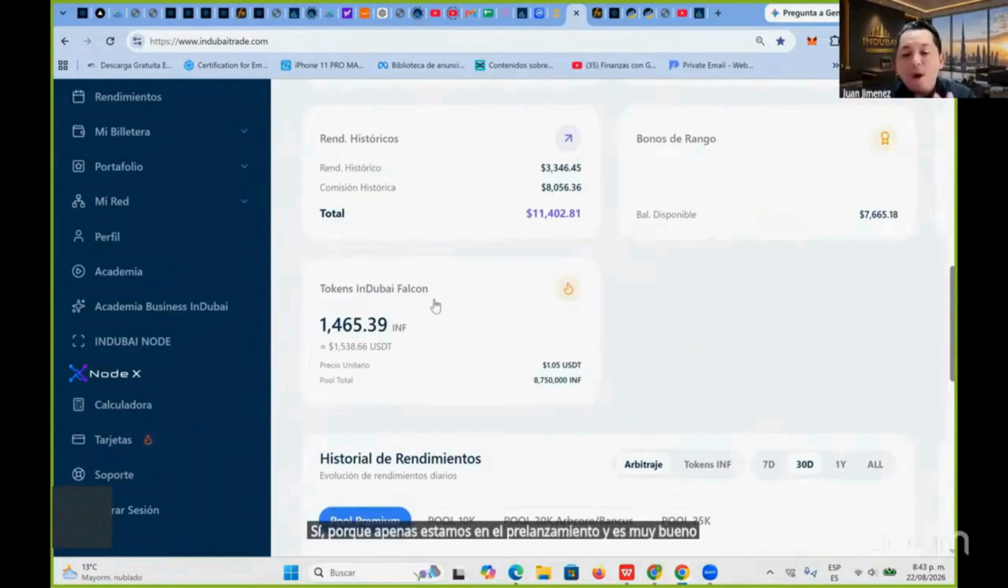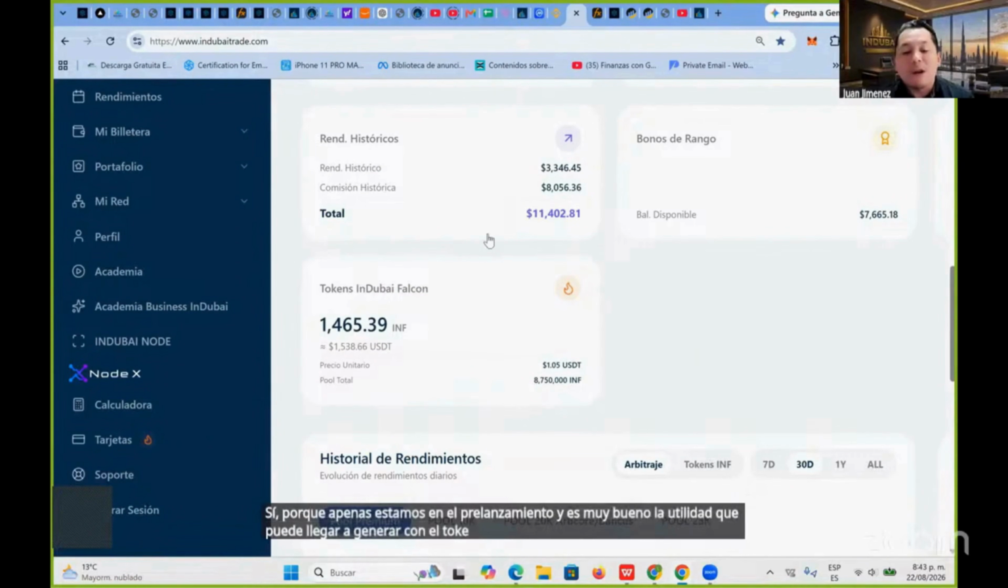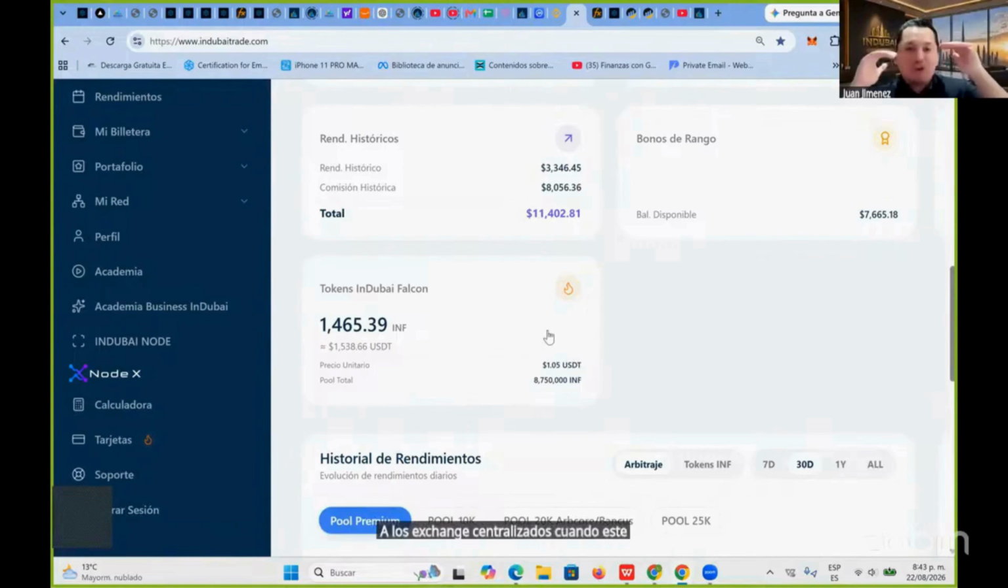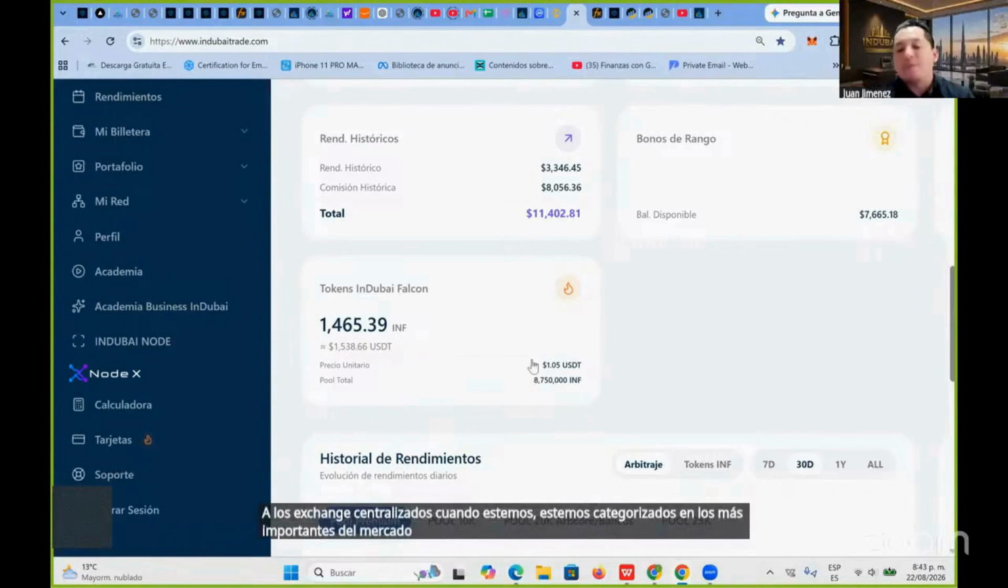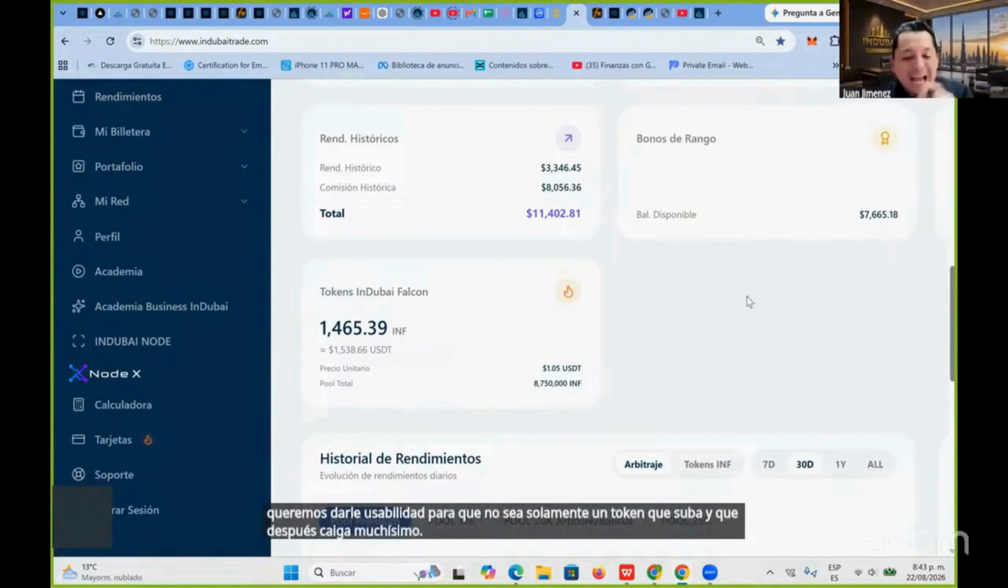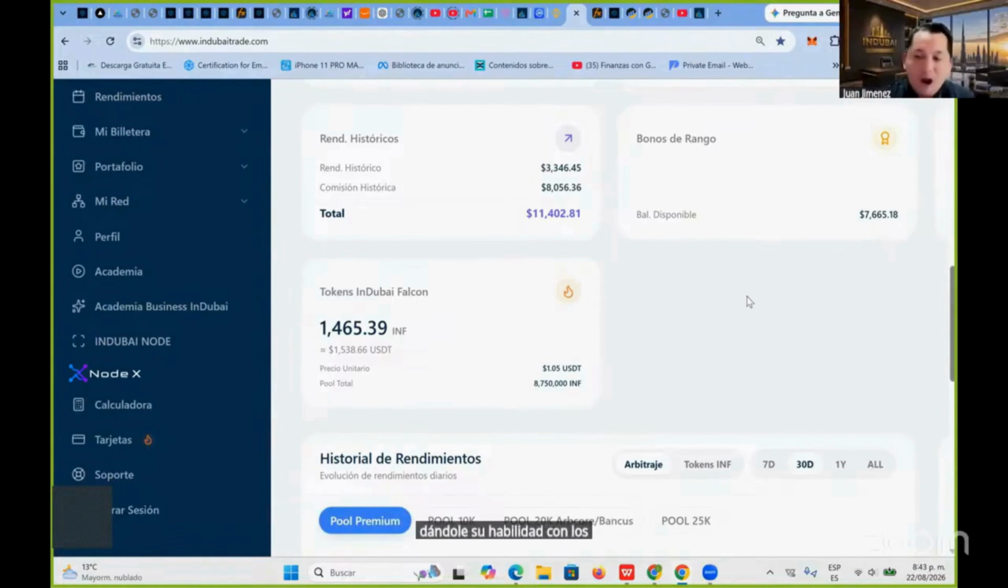The utility that the token can generate is based on its appreciation, which is happening because of everything we are creating. When we launch on exchanges, when we launch on decentralized exchanges, on centralized exchanges, when we are categorized on the most important exchanges in the market, well, our token is going to go up a lot because we want to give it usability so that it's not just a token that goes up and then falls a lot. Giving it usability with virtual casinos, with exchanges, with the payment gateway.